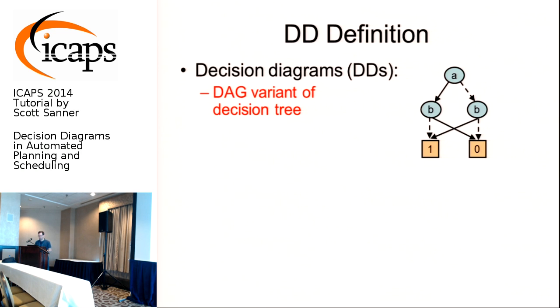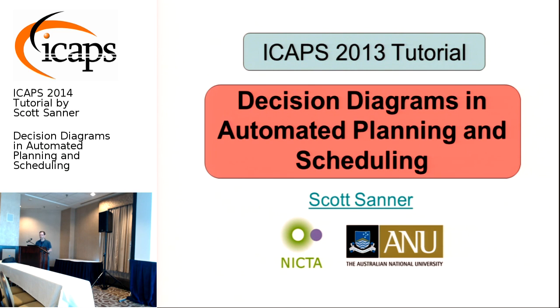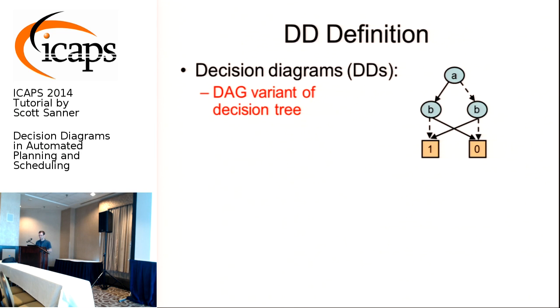Okay, so I have this thing called decision diagrams. They're pretty well known, at least since the 80s. And I claim that they're critical for automated planning and scheduling, at least for some tasks, not for all tasks, but for some. And I'm going to cover that. So first thing, what is a decision diagram?